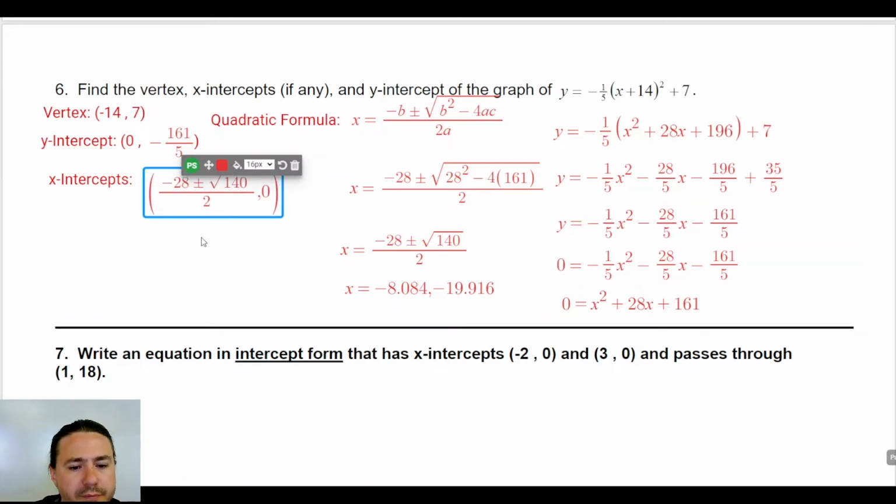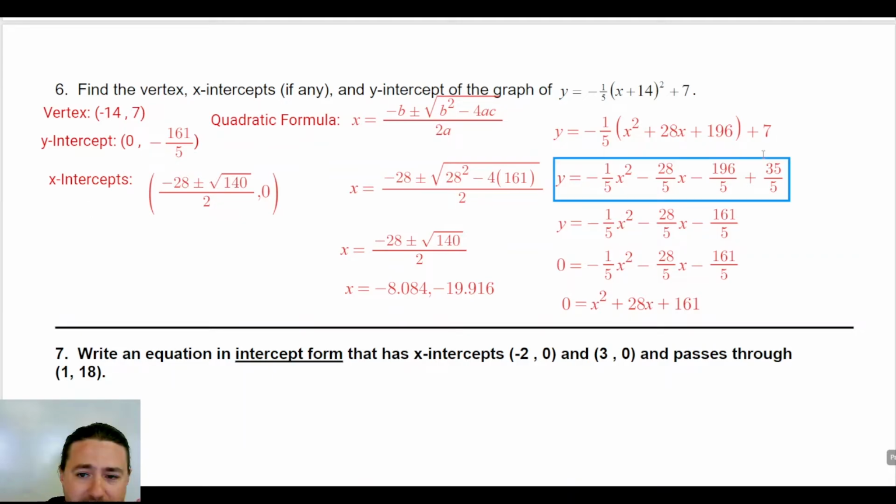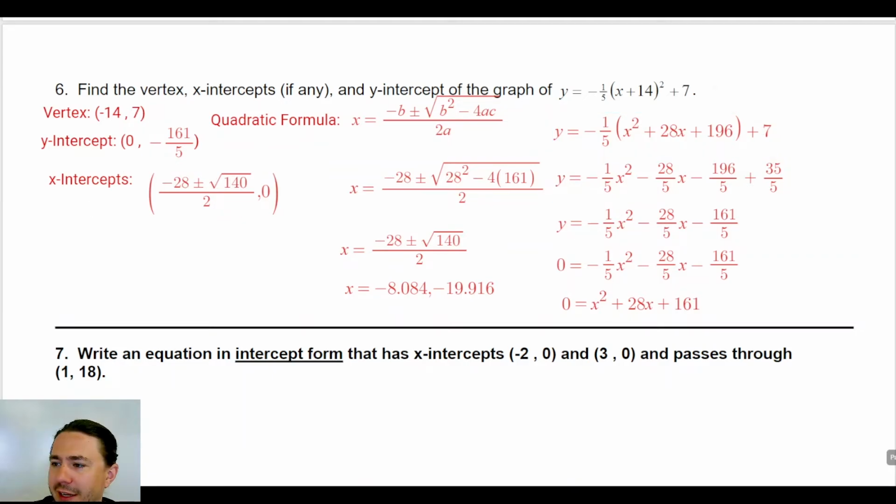All right, yeah. So there you go. We found the vertex, the x-intercept, and the y-intercept. This is a nasty function. Gosh, we've had a couple of tough ones in a row here. Yeah, so let's keep going on, though.